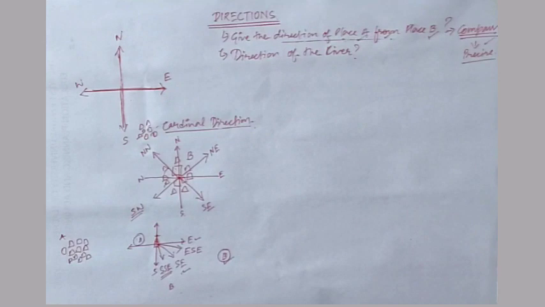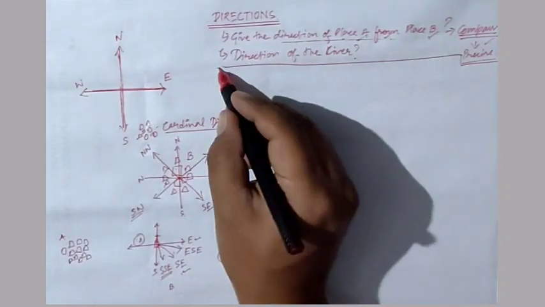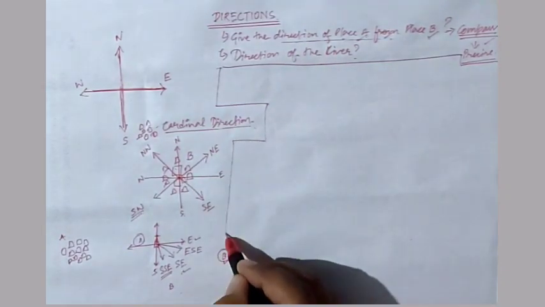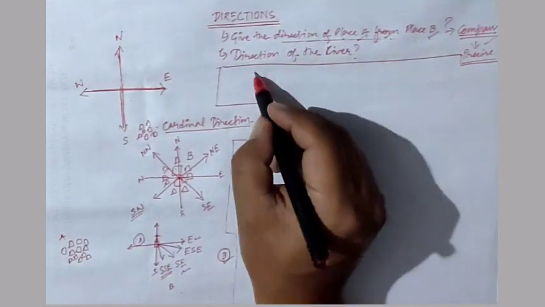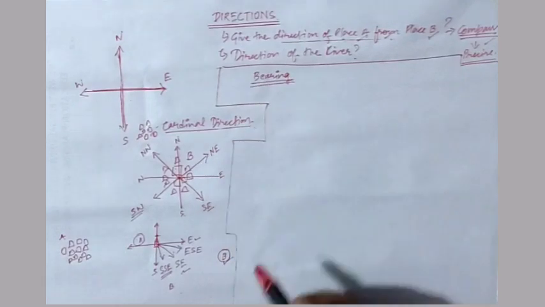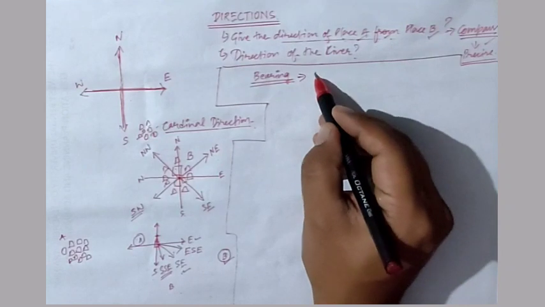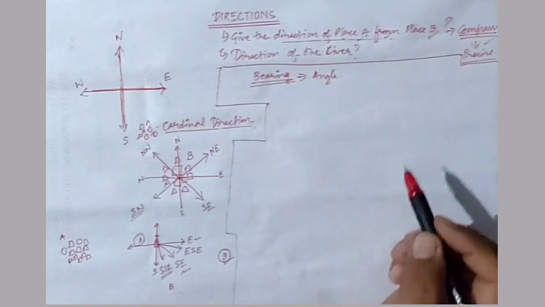Am I clear? So if the word compass direction is asked on the board, then those kinds of directions you need to give. Now there is one different thing. It is also not in the syllabus, but still I'm going to show you. That is your bearing. Bearing is also a way to find the direction with the help of angle.